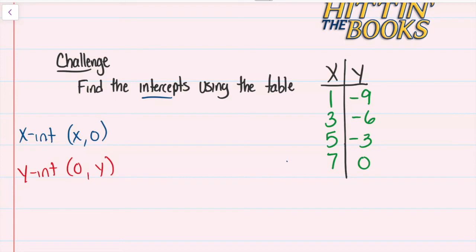So let's look at this table real quick. Can we find any zeros right now? Hey, look at that. So the y is 0 in this case. So we actually found our x-intercept. Our x-intercept in this case is (7, 0). It was that easy. Now, the real challenge is, how do you find the y-intercept?